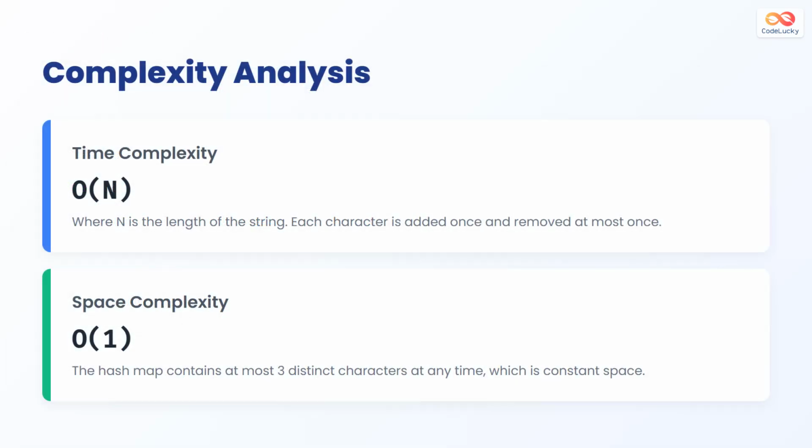Let's analyze the complexity. The time complexity is O of n, where n is the length of the string. This is because each character is visited at most twice, once by the right pointer and once by the left pointer. The space complexity is O of 1. Even though we use a hash map, it will never store more than 3 distinct characters at a time, so the memory usage remains constant regardless of the input string size.